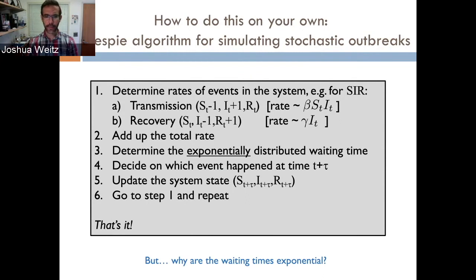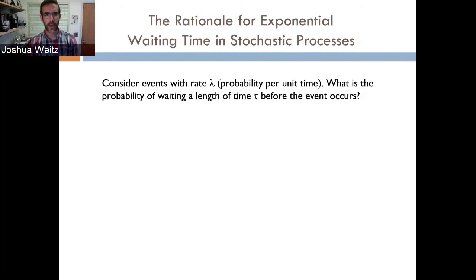The thing that is often puzzling is why are we waiting an exponential amount of time? Before, we just seem to continuously change this smoothly. Let's try to unpack that. Let's consider events which are occurring at some rate lambda, some probability per unit time. We want to know how long should we wait before the event occurs.